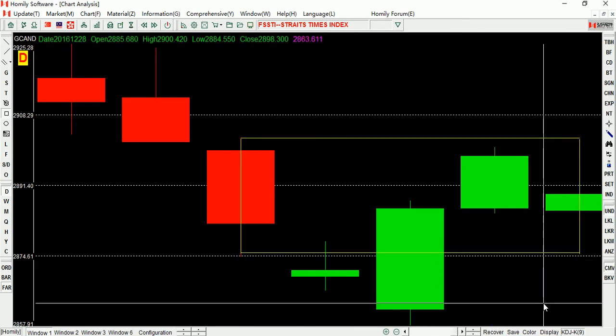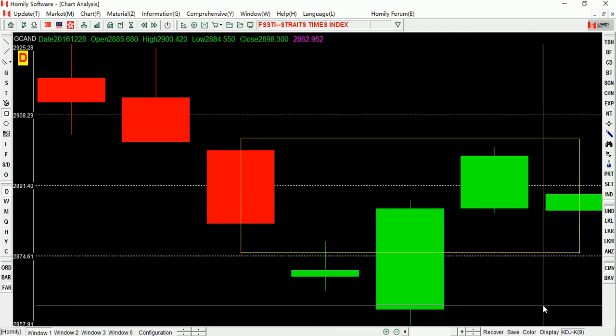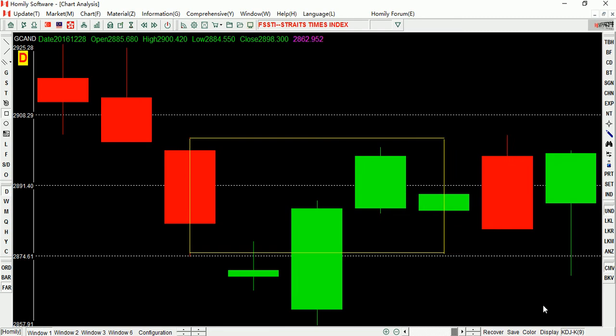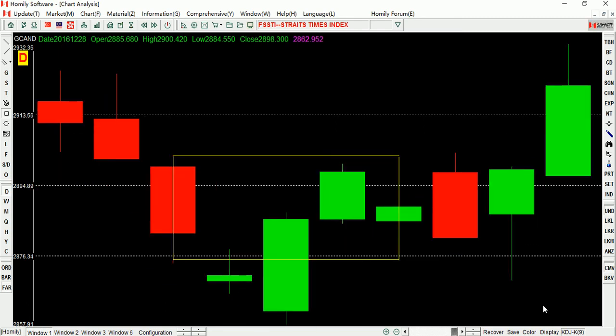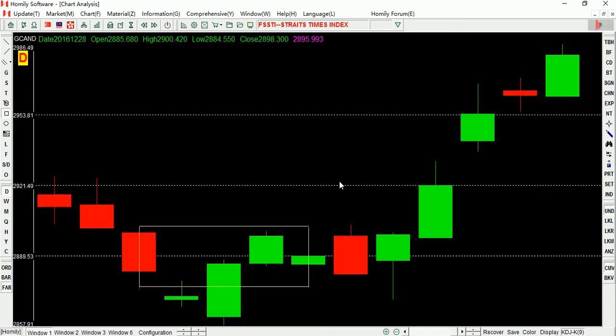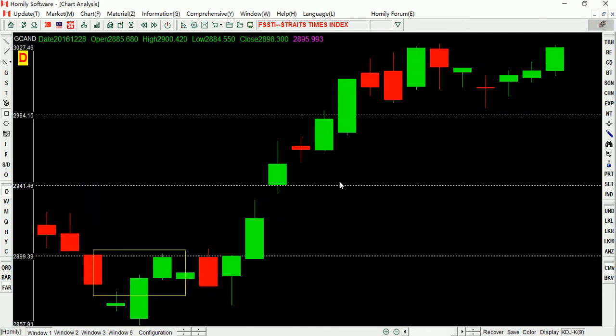Then if you want to know whether the market will go down or go up, you can see the future price, whether it can upward break out the line or not. Then we can see the next day, the price already upward breaks out this line. What does that mean? The price will go up. So we can see the price continues to go up, right?